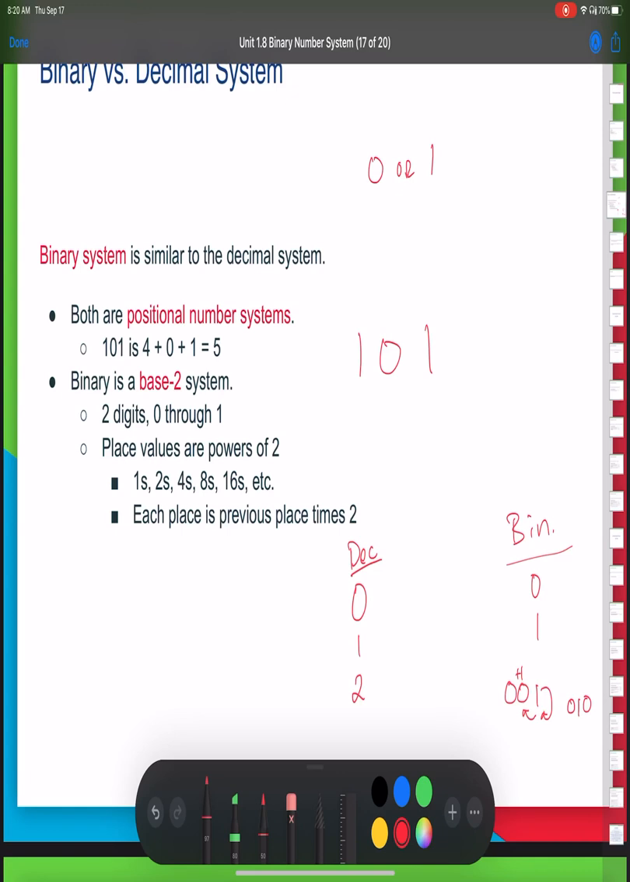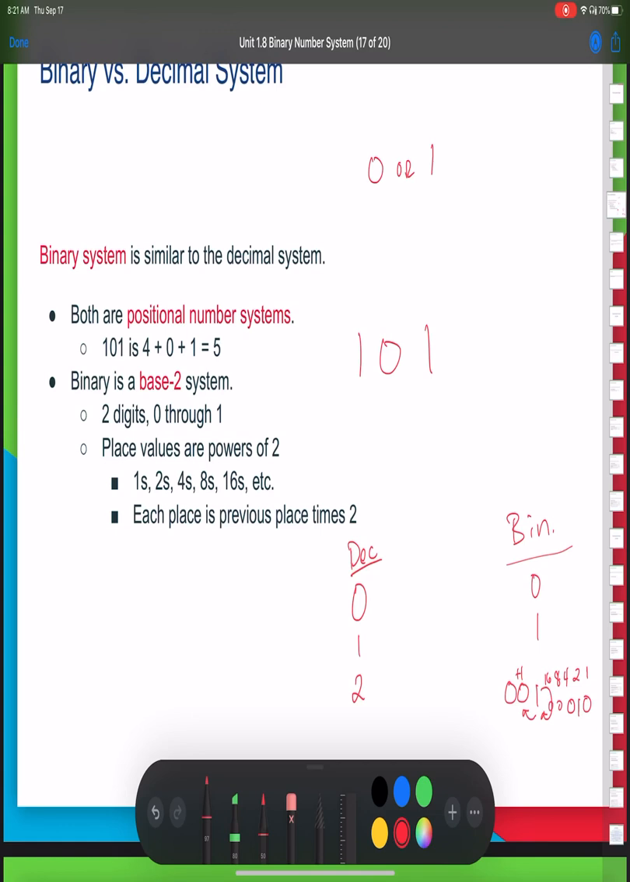So even though this kind of looks like the number 10, it's not. It's technically the number 2. Because this rightmost digit over here has a maximum value of 1. And then this middle digit here has a place value of 2. The next digit over would have a place value of 4. The next digit place value would be 8. After that would be 16, and so on and so forth.